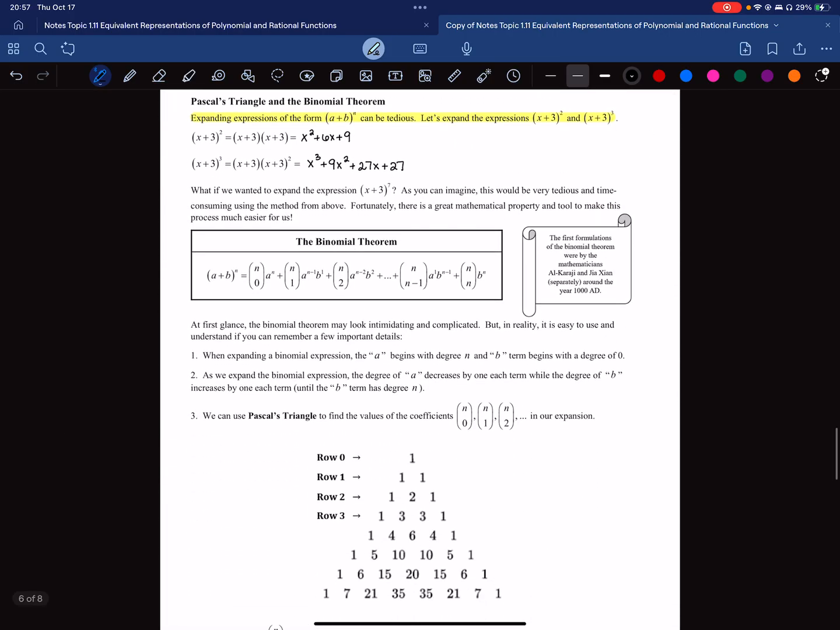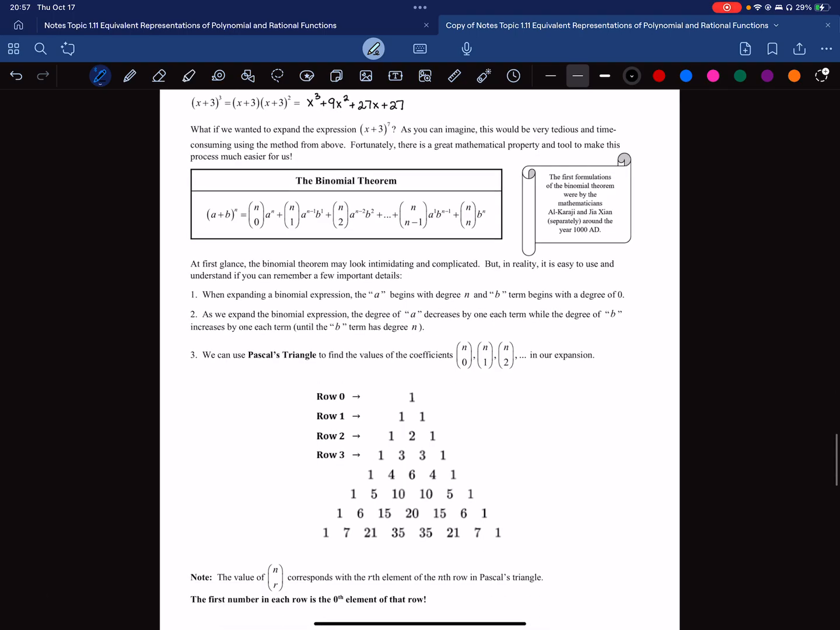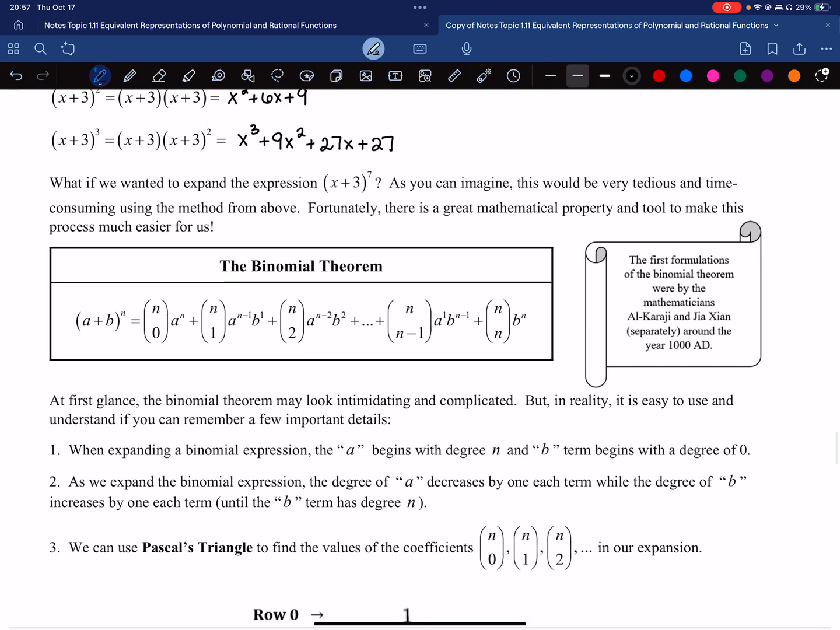So let's look back at our notes. It says, what if we wanted to expand the expression x plus 3 to the 7th power? As you can imagine, this would be very tedious and time-consuming using the method from above. So fortunately, there's a great mathematical property and tool to make this process much easier, and that is the binomial theorem. So this binomial theorem looks scarier than what it is, but don't worry about that, okay?